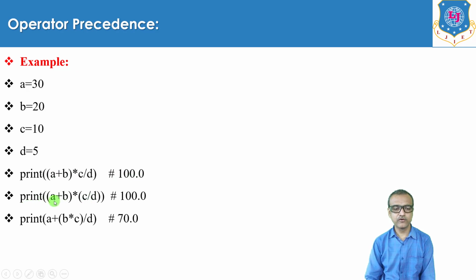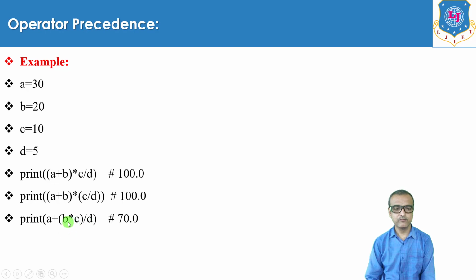Now similarly for this print statement, these brackets will be evaluated first. A plus B, 30 plus 20, that is 50. C by D, 10 by 5, that is 2.0. Now multiply 50 by 2.0, the answer is 100.0. Finally print of A plus B star C slash D.